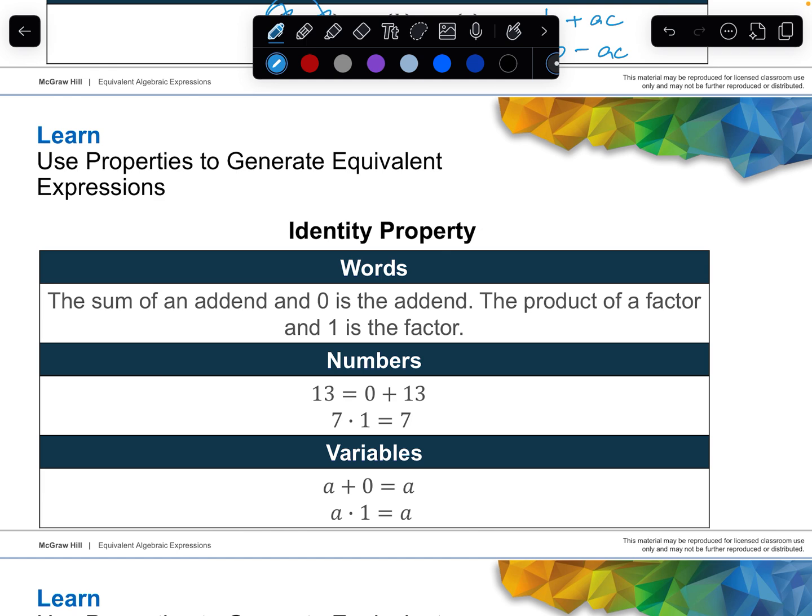The identity property states the sum of an addend and 0 is the addend itself. And the product of a factor and 1 is the factor itself. You see some examples with numbers here. And I can restate it with a variable saying a plus 0 is equal to a. And a times 1 equals a.